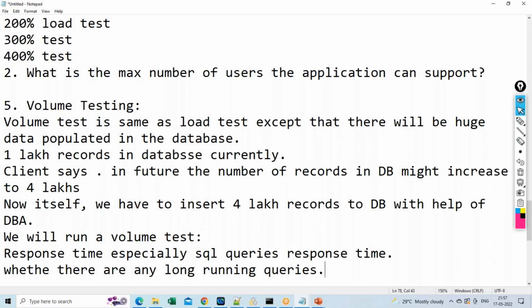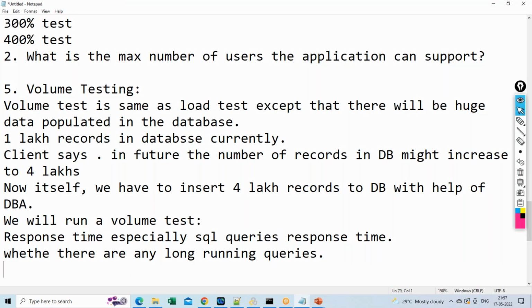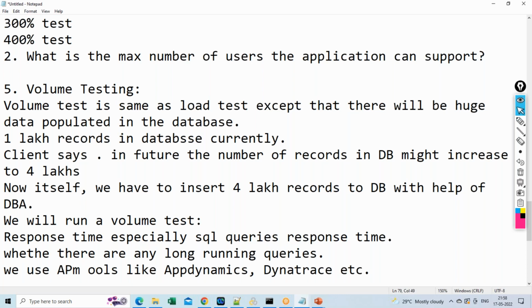How do you know whether there are any long running queries? We use APM tools like AppDynamics, Dynatrace, etc. Every project has an APM tool, an application monitoring tool, where we analyze the performance of the application, like which are the long running queries, how much time they are taking, and so on.